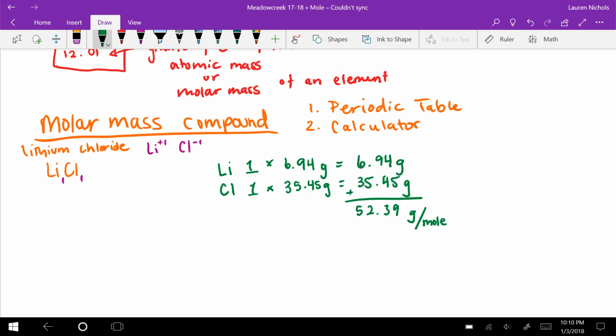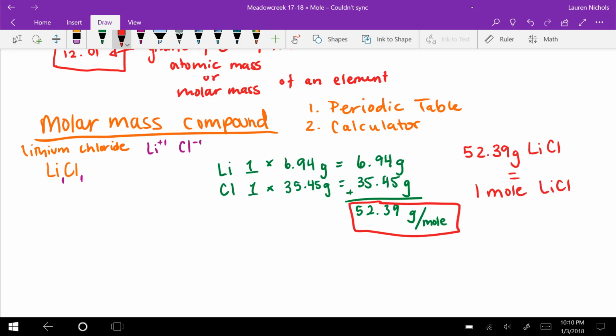So what this final answer is really telling us here is that 52.39 grams of lithium chloride is equal to 1 mole of lithium chloride. Okay, it's similar to how we might say that 12 eggs are equal to 1 dozen. We're saying that those grams are equal to 1 mole. So let's do another problem.